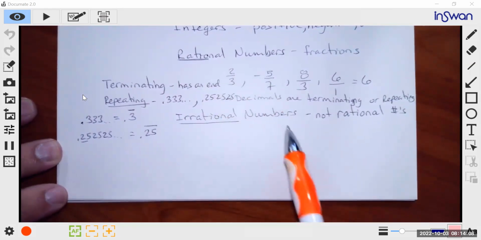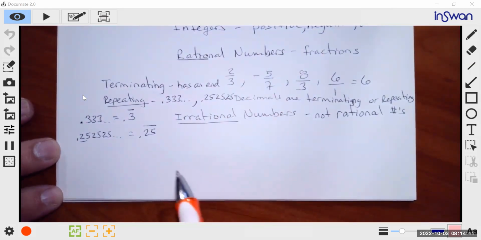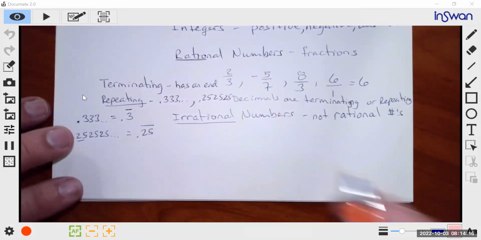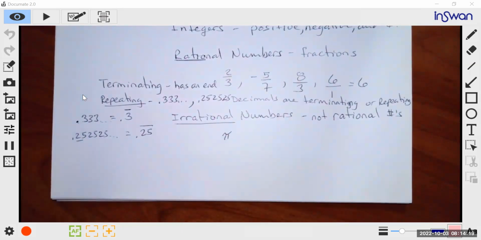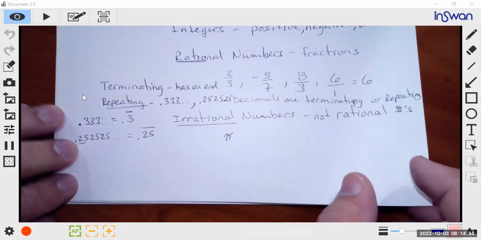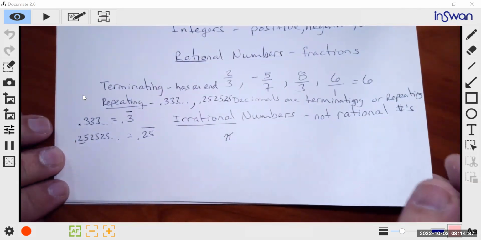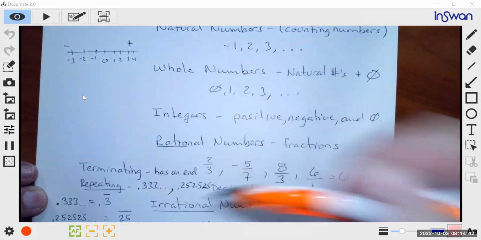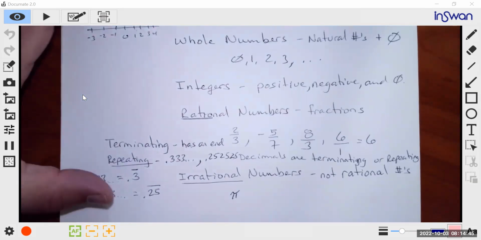If it doesn't do that, then it's irrational. In other words, it has an infinite number of decimal places with no set pattern to it. For example, pi. There is no set pattern and there's no end to that number. Okay. So these are the types of numbers. These are all the real numbers.